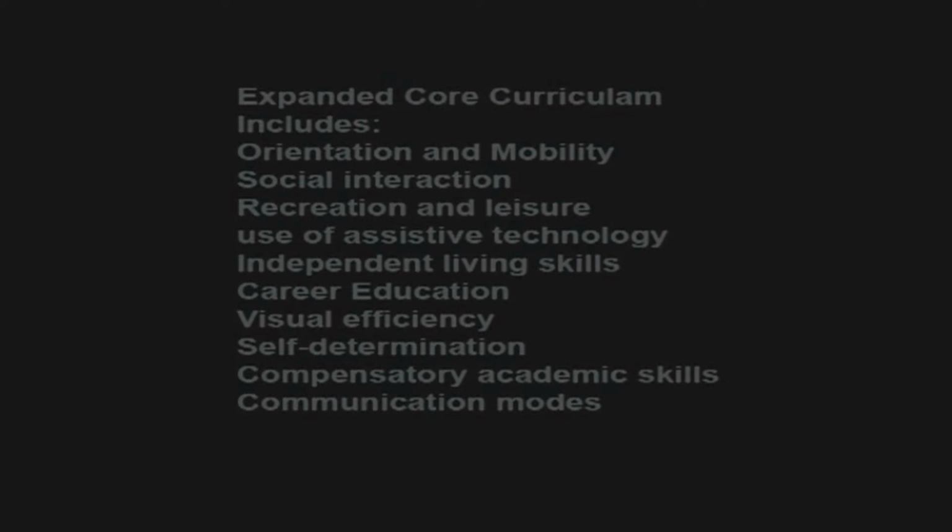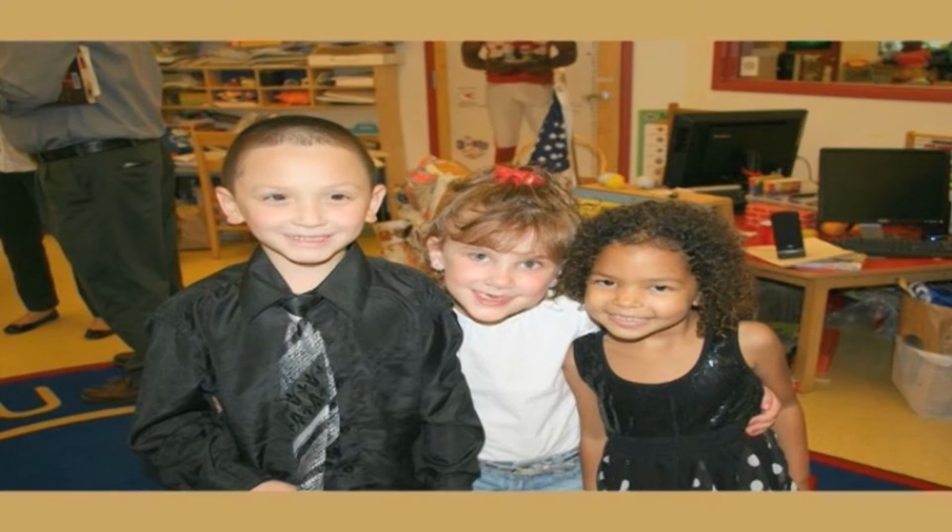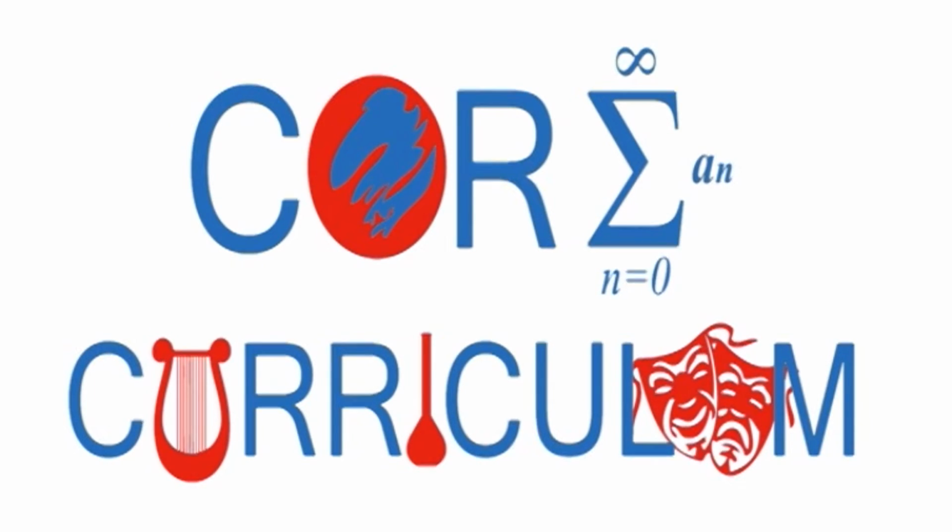Expanded core curriculum. The expanded core curriculum covers additional areas of learning not addressed in the core curriculum that must be assessed and taught for students who are visually impaired. These areas include concepts and skills that are often learned incidentally by sighted peers. Areas of the expanded core curriculum include orientation and mobility, social interaction, recreation and leisure, use of assistive technology, independent living skills, career education, visual efficiency, self-determination, and compensatory academic skills, including communication modes.